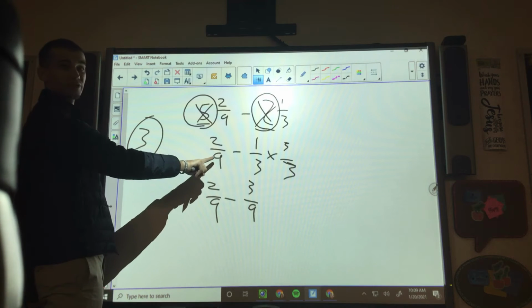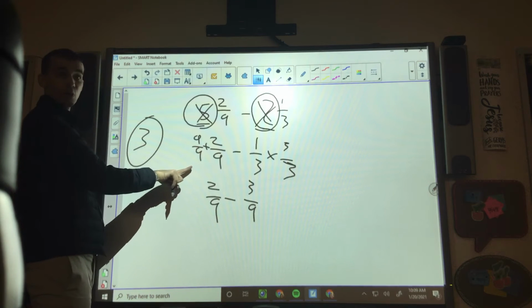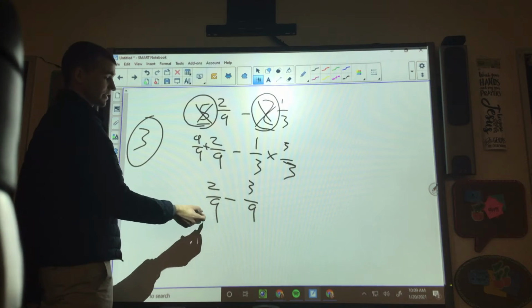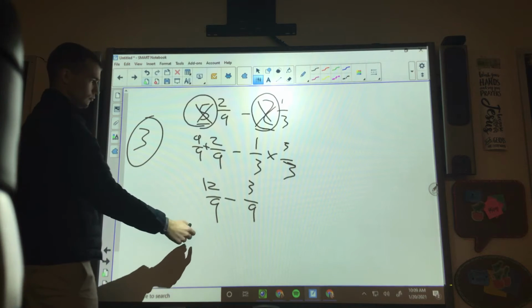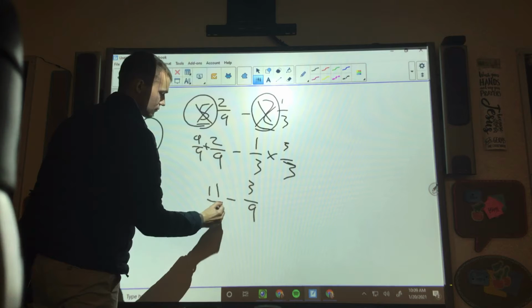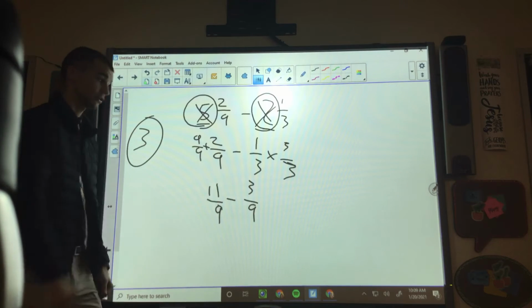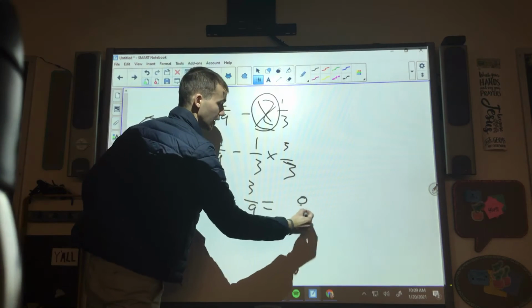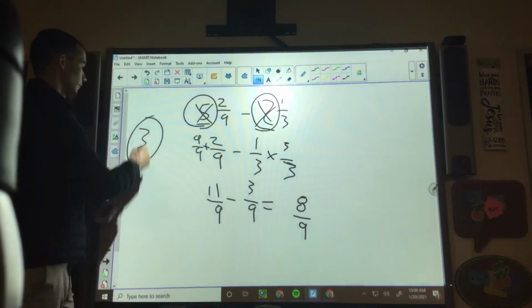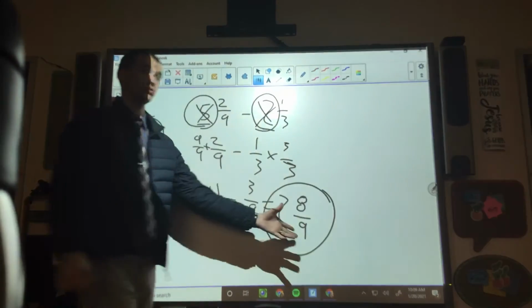So instead of 2 ninths, you would have added 9 over 9, because this is 2 ninths, this is 1, so that would become 11 ninths. And then you get that and you do 8 ninths, and remember, this was becoming 2, so you get 2 and 8 ninths.